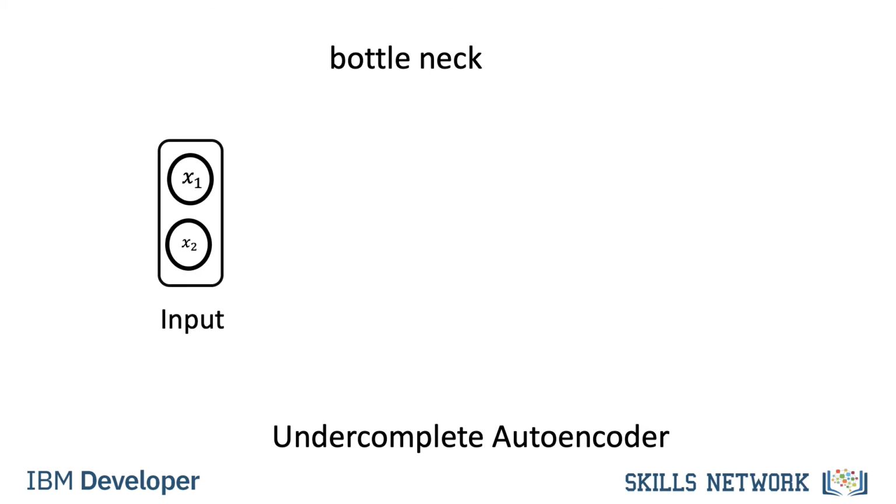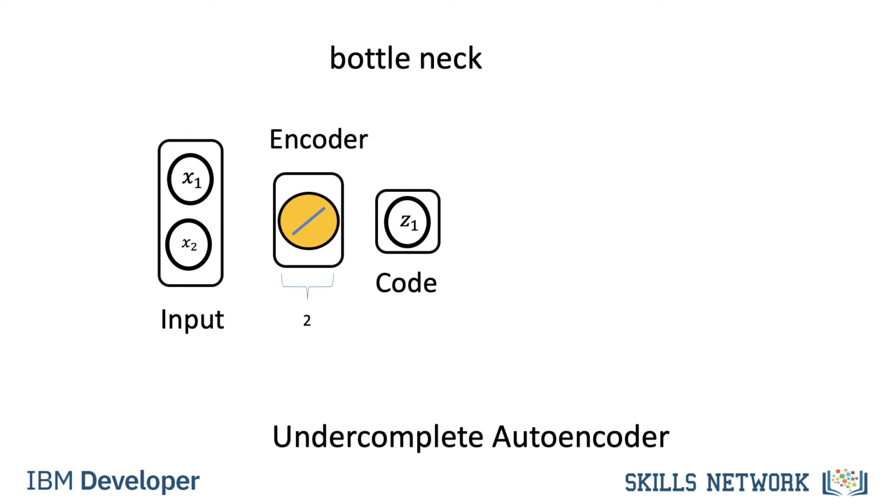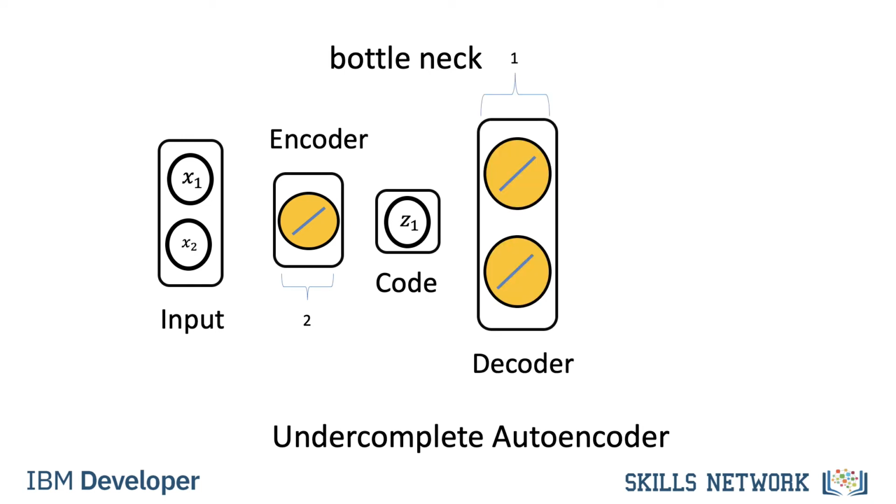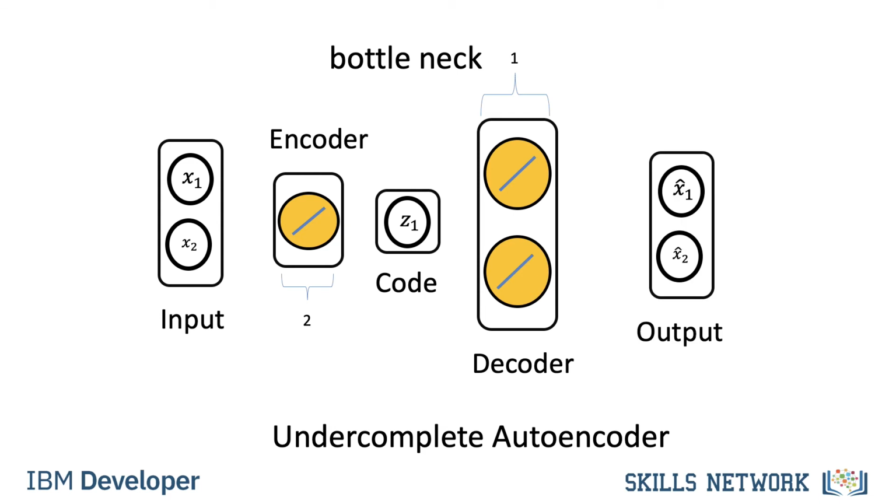Let's say we have a 2-dimensional input and a 1D code. We have an encoder. It consists of one neuron that has an input dimension of 2. The output code is 1 dimension. The decoder contains 2 neurons each, with 1-dimensional input. The output has the same number of elements as x, but it's an approximation of x, so we add the hat.